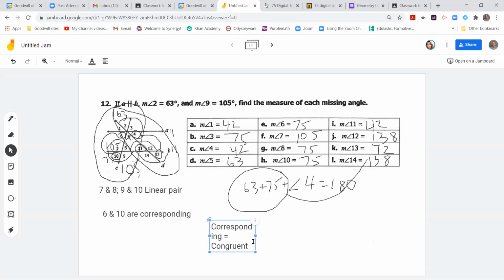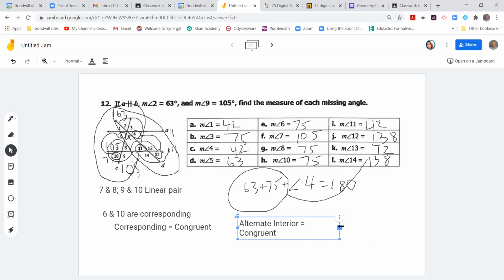And this only applies when we have parallel lines. Corresponding is the definition, but because we have parallel lines, now it adds the fact that they're congruent. All these definitions are like that with the exception of one. Alternate interior angles are congruent. This was on another one of the handout sheets earlier in this unit.